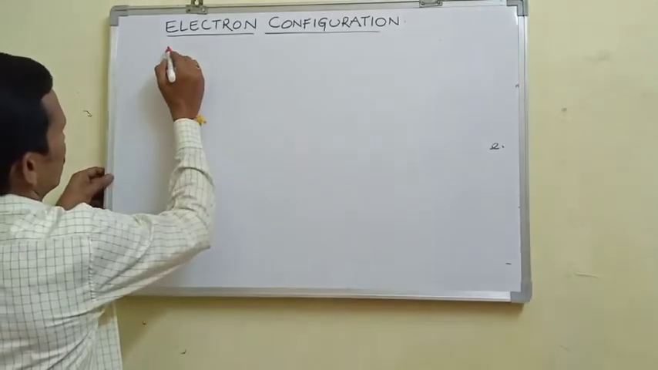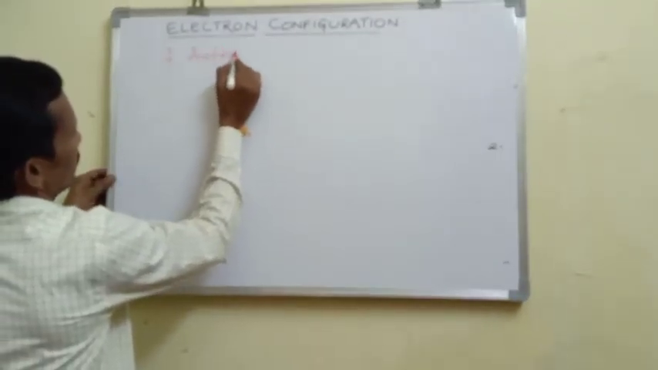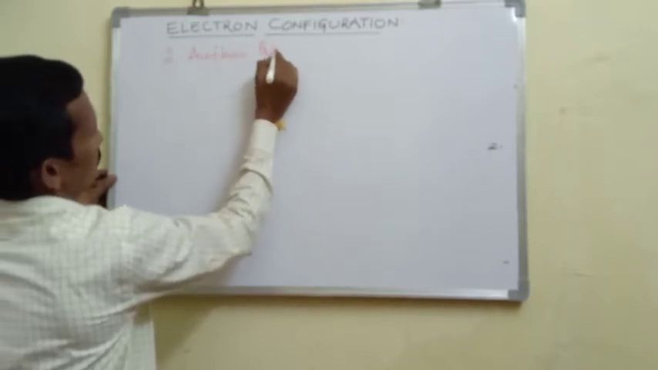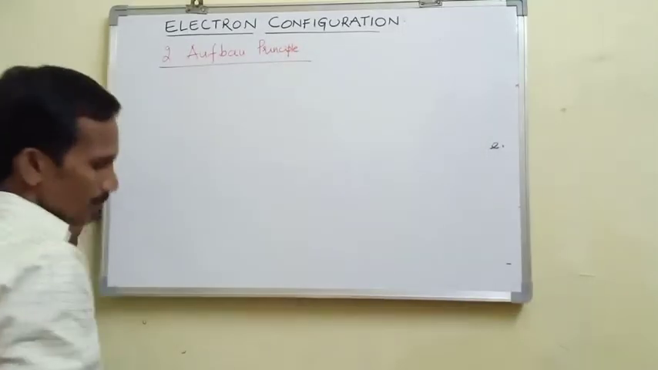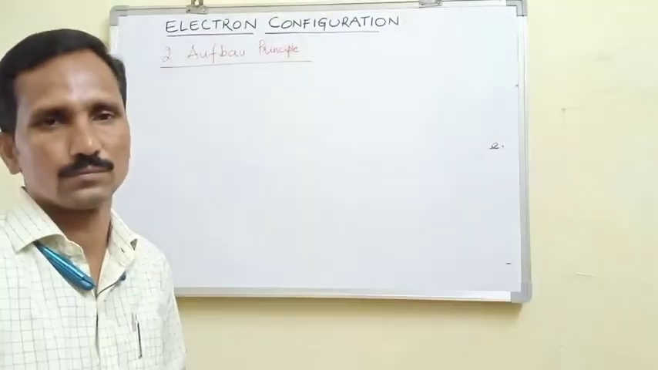Second one is the Aufbau principle. So, more than one electron.